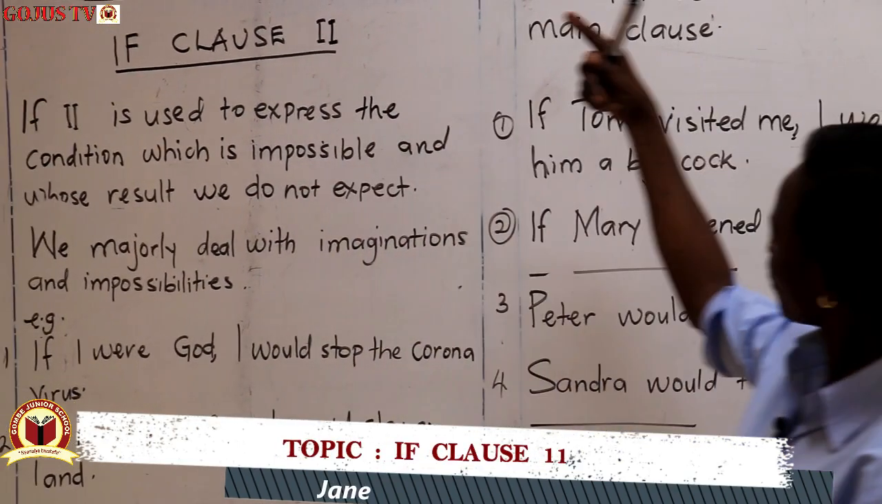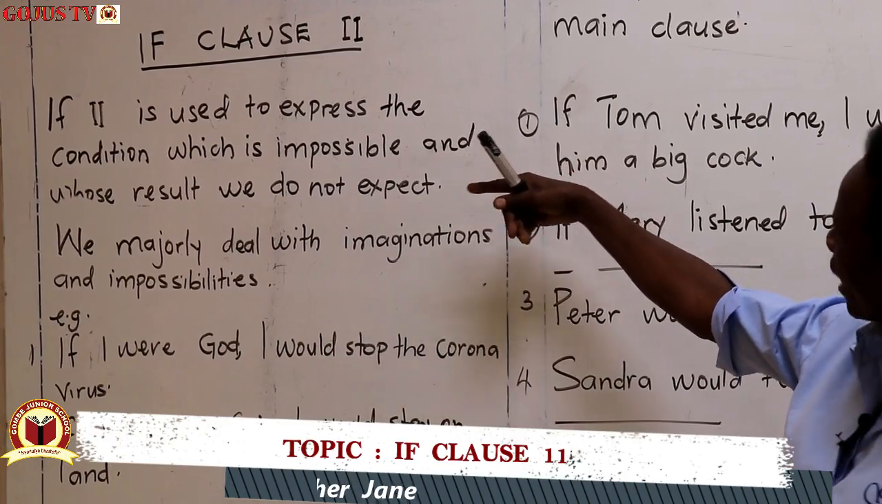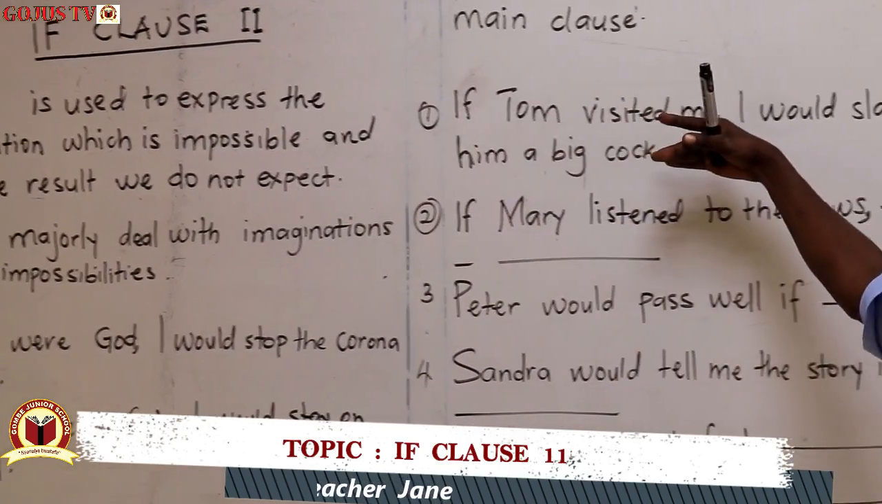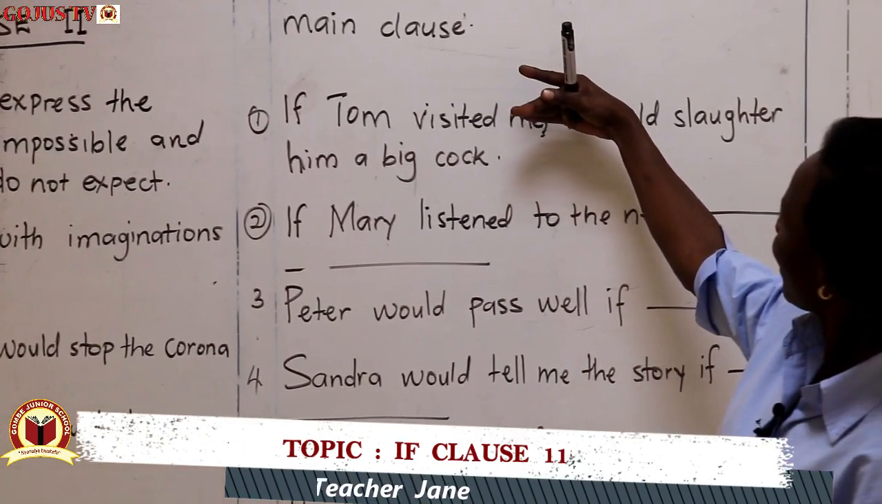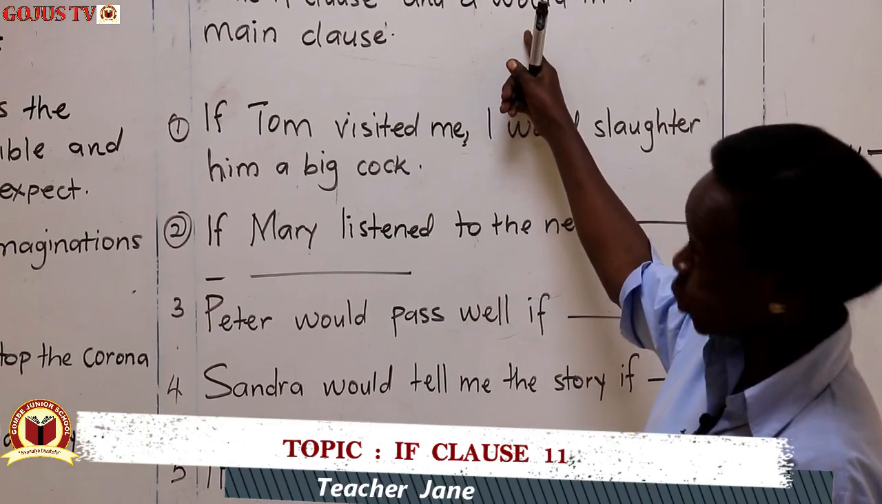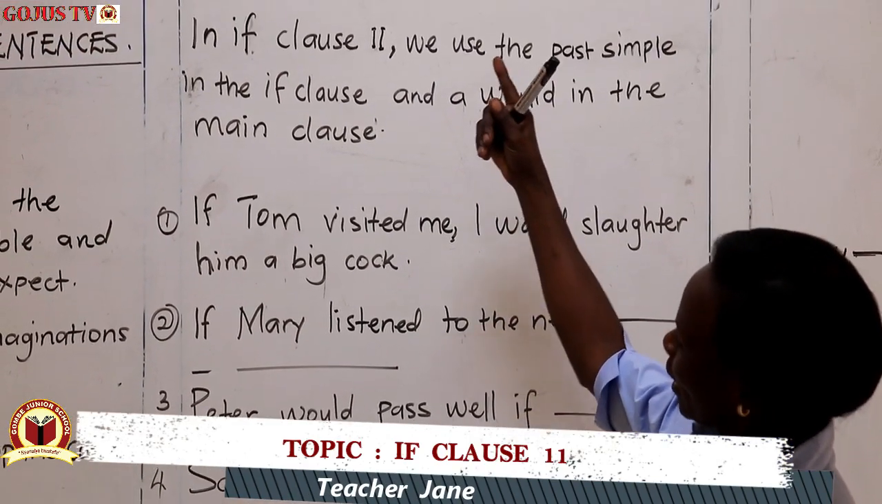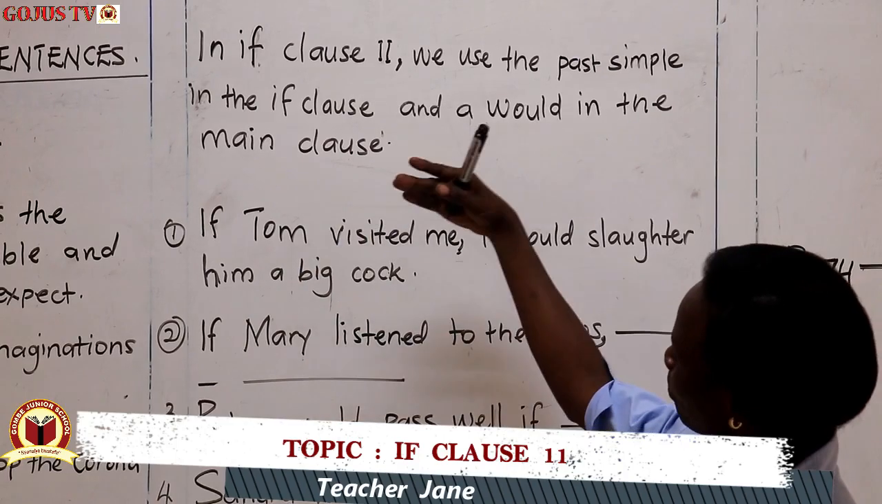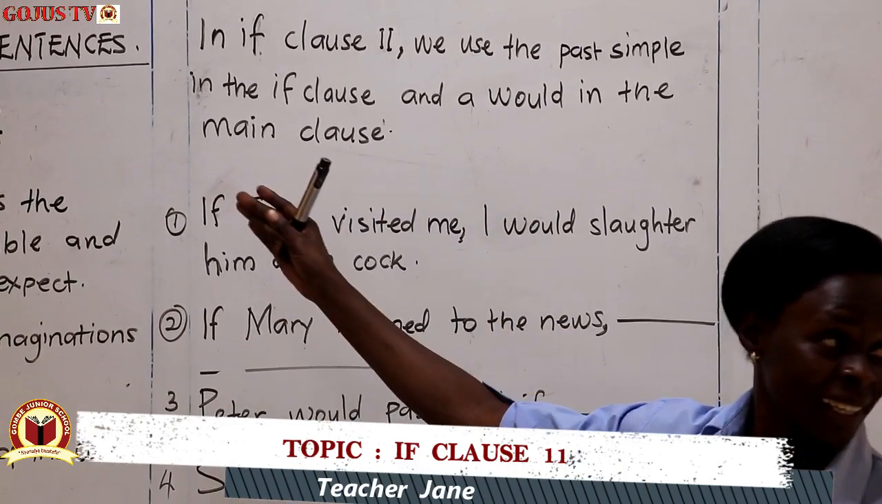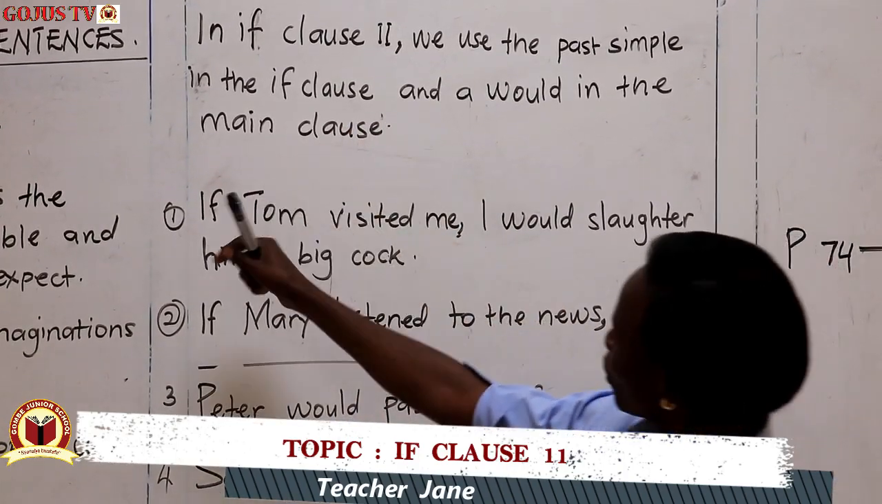And the tenses we majorly use in if clause 2 are the past simple tense and a would in the main clause. In the if clause, we use the past simple tense. In the main clause, we use a would.